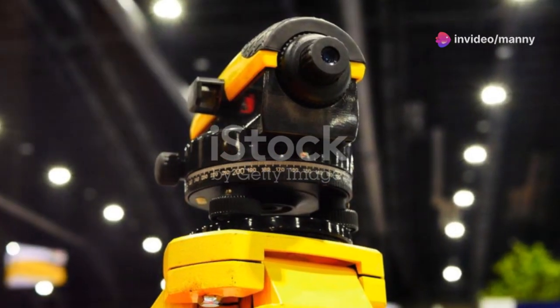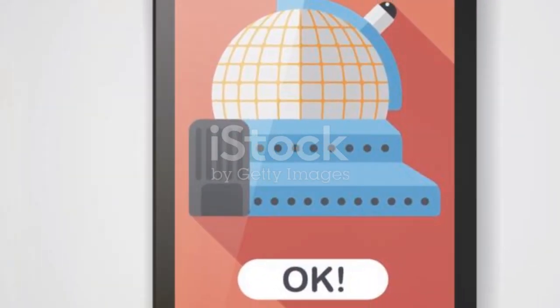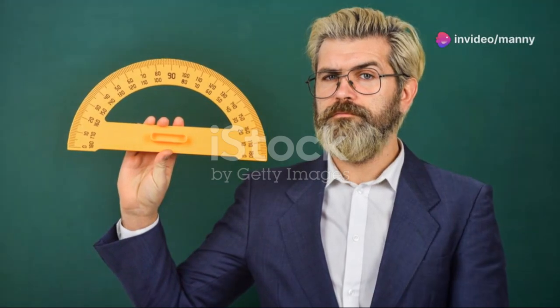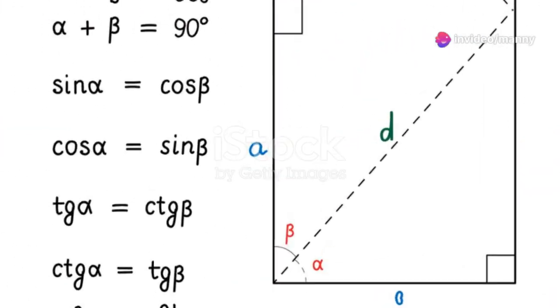These laws have many real-world applications. Surveyors use them to measure land. Engineers use them in construction. Astronomers use them to calculate distances in space. Solving triangles is a fundamental skill. It connects trigonometry to practical problems in many fields.